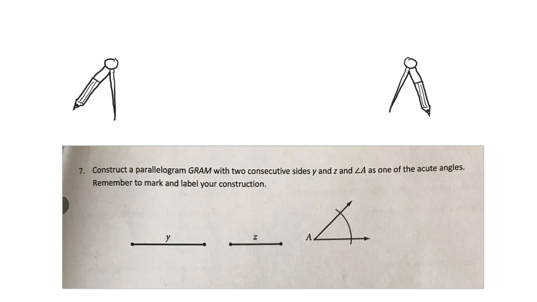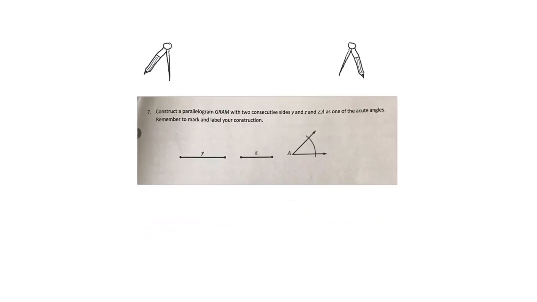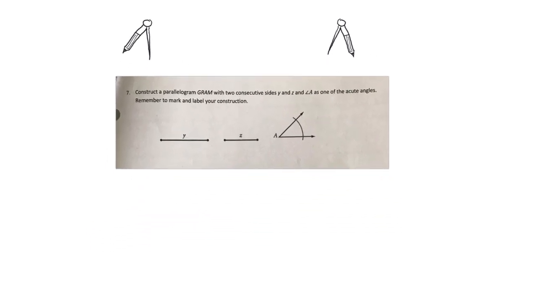All right, constructing a parallelogram called gram with two consecutive sides, Y and Z, and angle A as one of the acute angles. Remember to mark and label your construction. So with this one, you could start by drawing a very long baseline. Okay, similar to the trapezoid, we can just get a very long baseline. All right, so here it is.